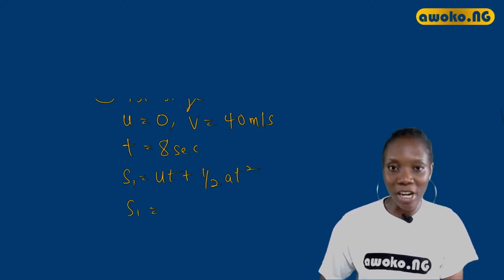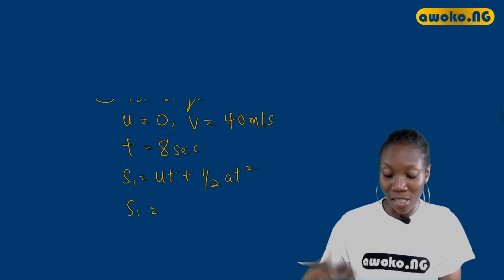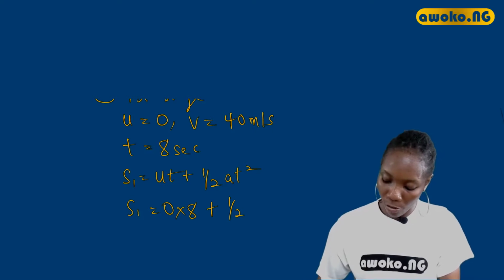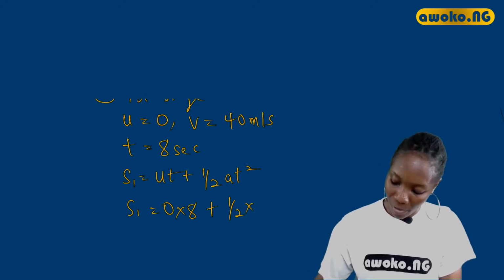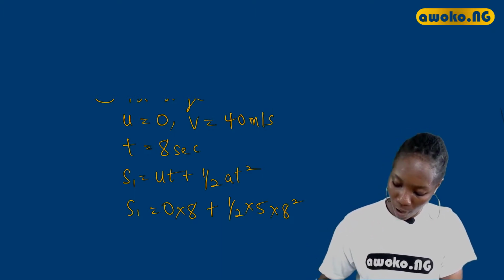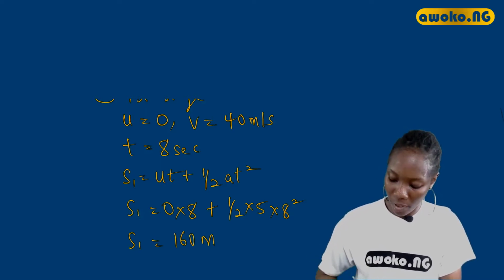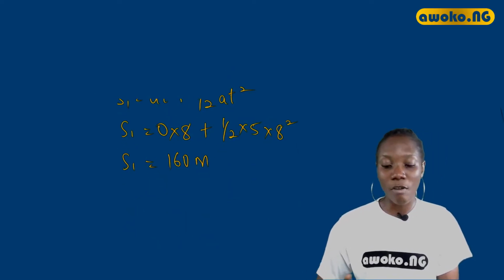S1 equal, initial velocity is 0, right? 0 times t, 0 times 8 rather, is 0. Let's just put it there, times 8, so some persons don't get confused, plus 1 over 2, acceleration, we got our acceleration to be 5, if I'm not mistaken, then multiply by the time t, which is 8, so 8 squared. So you have S1 equal, the final answer you get is 160 meters. So we've gotten the first distance covered by the body.